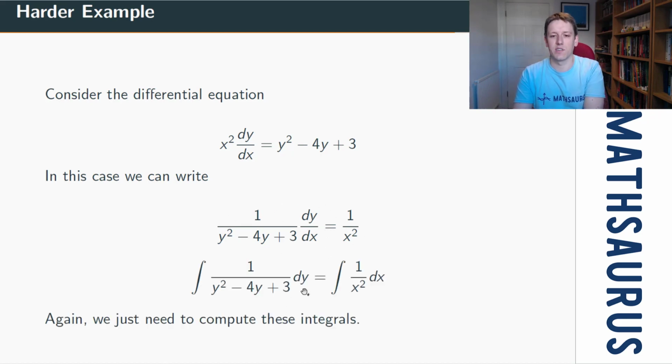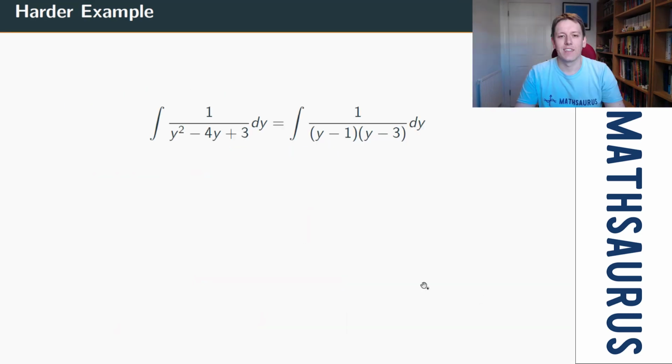And then we integrate both sides of the equation, so we've got our function of y with respect to y integrated is the integral of this function of x with respect to x. And so we can carry on as long as we know how to compute these integrals. So the hard part of this question is doing this integral, 1 over y squared minus 4y plus 3, and you're expected at A-level just to be able to know that you do this by factorizing the quadratic here, 1 over y minus 1 times y minus 3, and use the method of partial fractions.